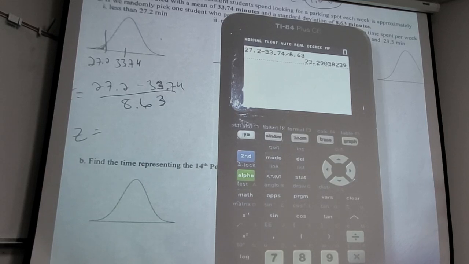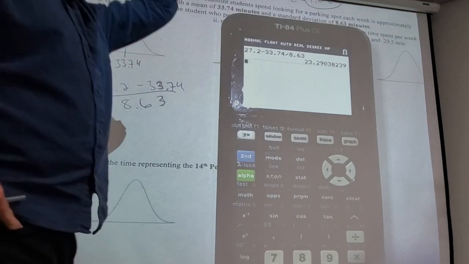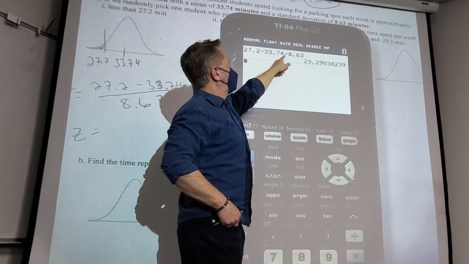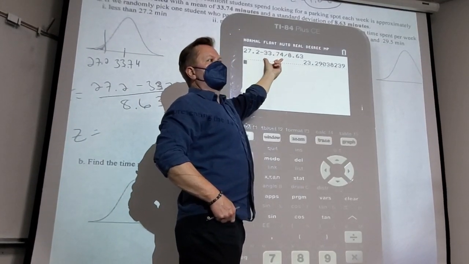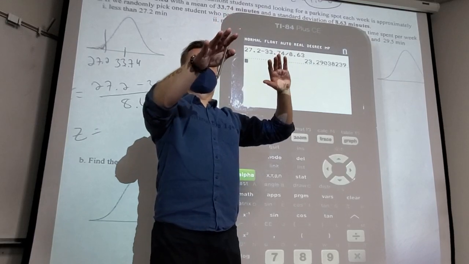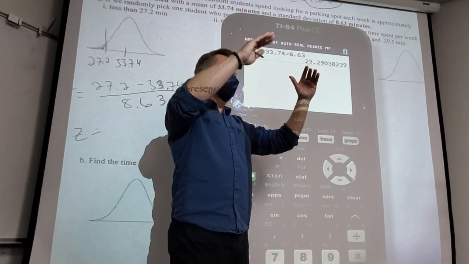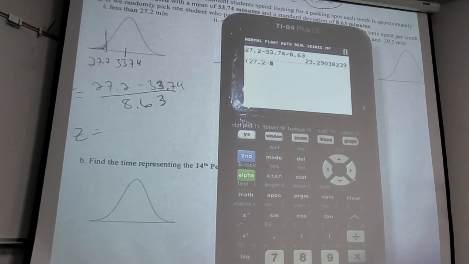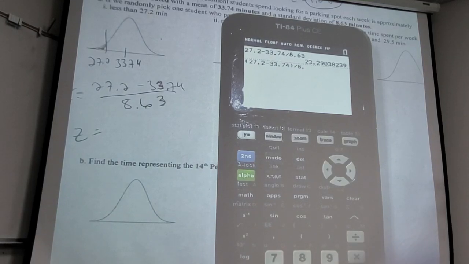Can anyone tell me mathematically what I did wrong? Order of operations is wrong. This calculator understands order of operations. What's the only thing I'm dividing by? 8.63. And you're subtracting that from the mean. The calculator doesn't have eyeballs, thank God. So I need to tell the calculator what the top is, put it in parentheses, and type the whole thing in there. So there's the top, divided by 8.63. So you should get negative 0.76.